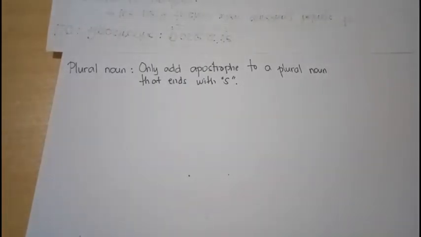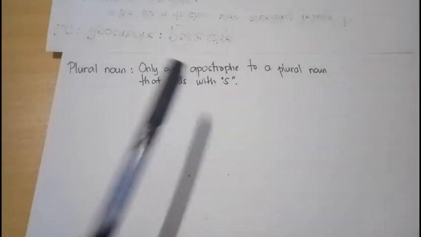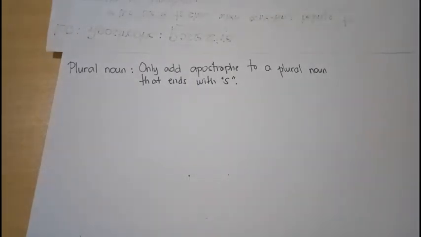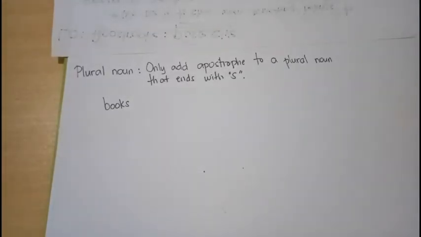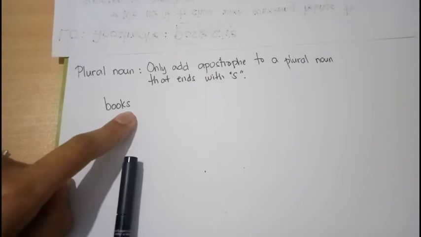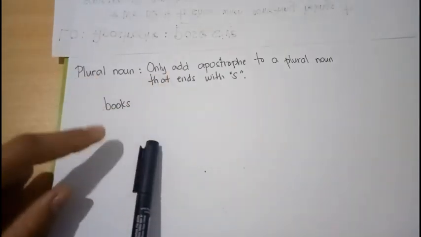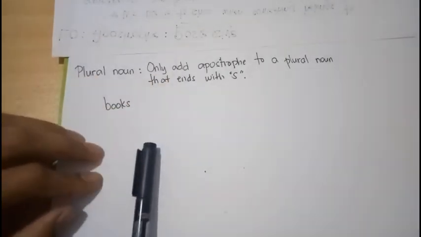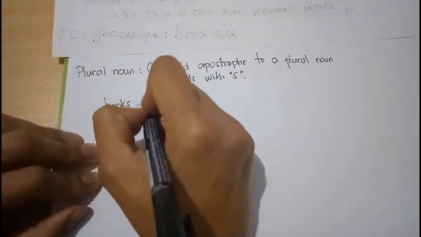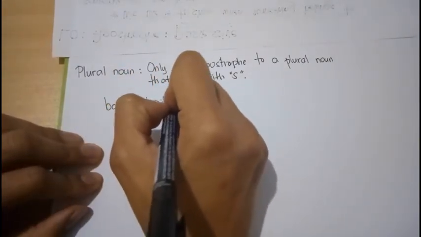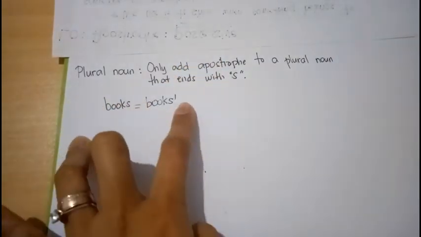So for plural nouns, we only add an apostrophe to a plural noun that ends with S. Of course, most plurals, or regular plural nouns, end with the letter S. So we only add an apostrophe. Okay, I will give you an example. Example, we have books. It's plural and it ends with the letter S. So as the instruction said, we only add an apostrophe. So it will look like this: books', and then we only add the apostrophe.